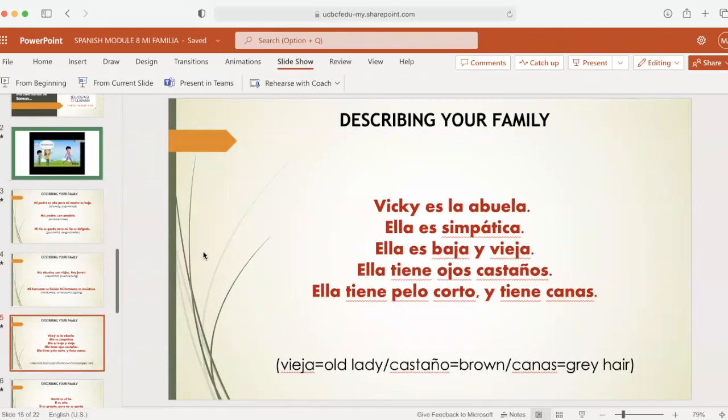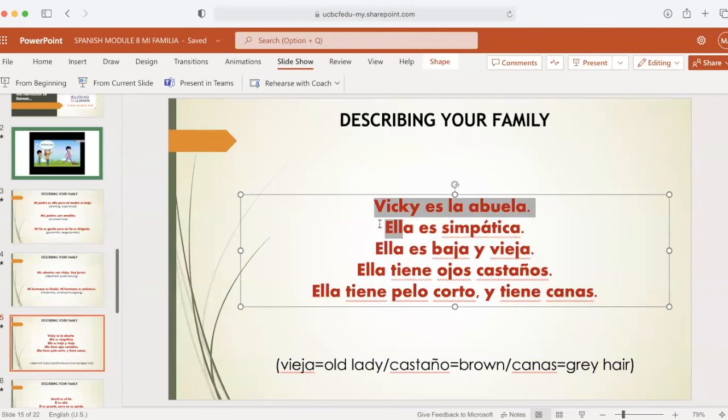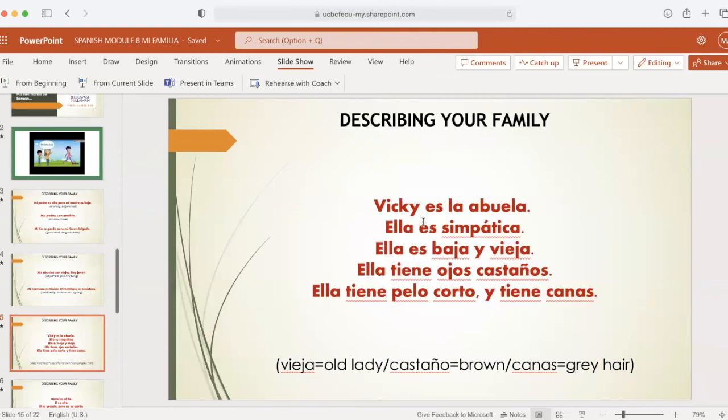Now, next we will have here. So this is now describing one person from the family. We will be describing her with more adjectives. This is how it would sound. So Vicky es la abuela, or Vicky es mi abuela. Ella es simpática. Ella es baja y vieja. Baja y vieja. Vieja is old lady.